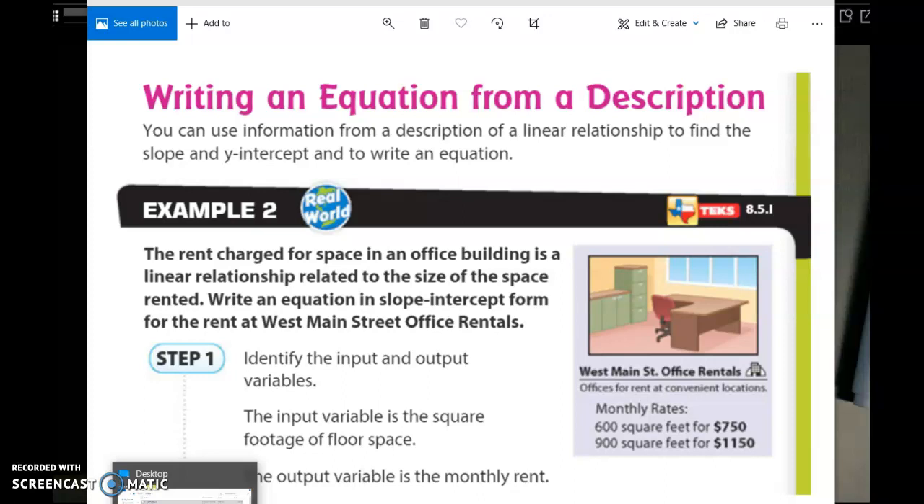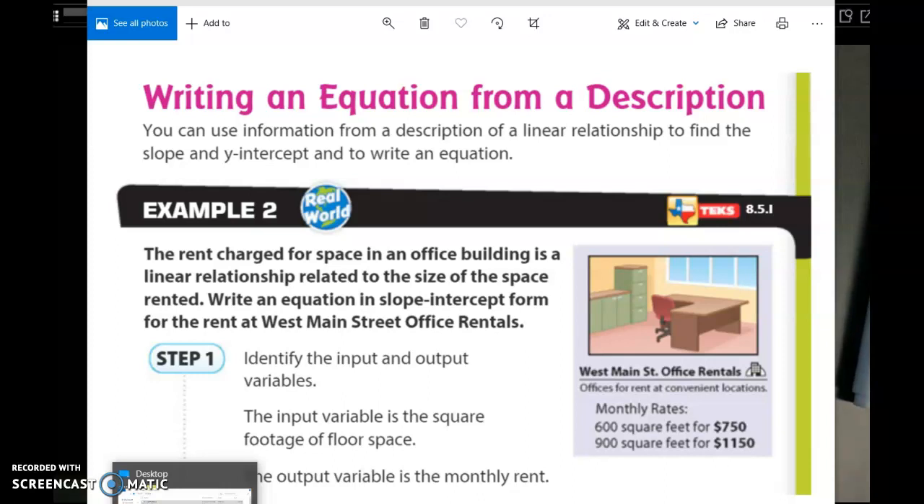If we look at this particular example, it says that rent charged for space in an office building is going to be a linear relationship related to the size of the space rented. We're going to write an equation in slope-intercept form for the rent at West Main Street office rental. So look at the ad here. It says that 600 square feet is going to be $750. 900 square feet is going to be $1,150.